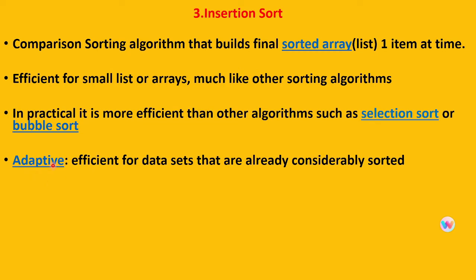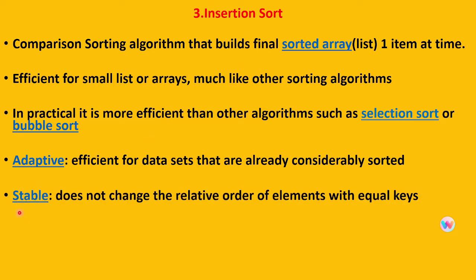It is better because it is adaptive, efficient for data sets that are already considerably sorted. If some of the elements are already sorted, already in order, then this is the best algorithm to apply. Then it is stable. It does not change the relative order of the elements with equal key values.